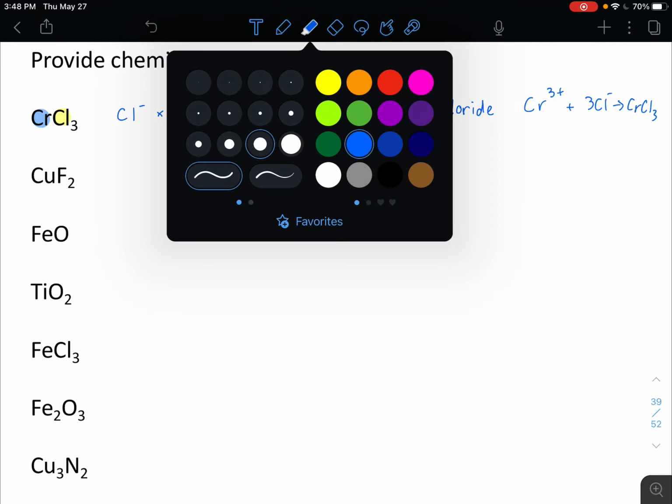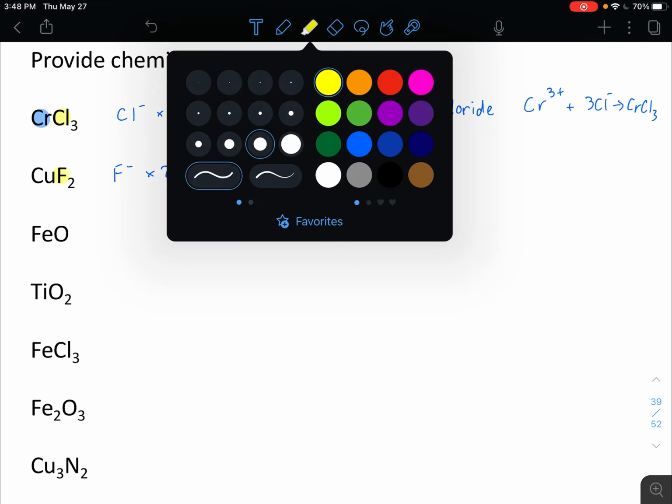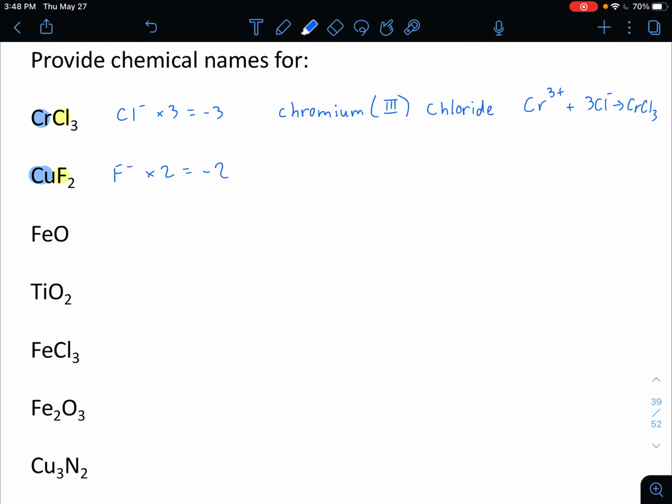So then I want to work with the anion to start again, right? So that's fluoride. So we know that's F1 minus. There's 2 of them, so that's -2. And now my 1 copper atom needs to cover that. So it's going to be copper, Roman numeral 2, fluoride. And so now our equation would be Cu2 plus 2F minus makes CuF2.